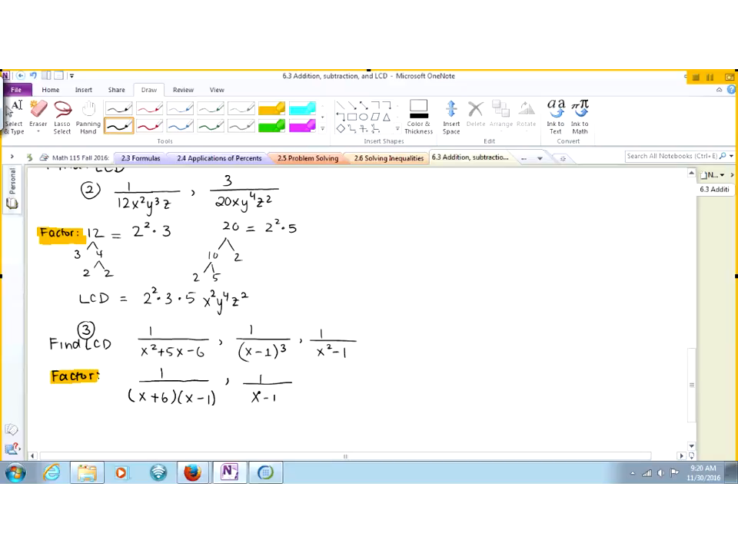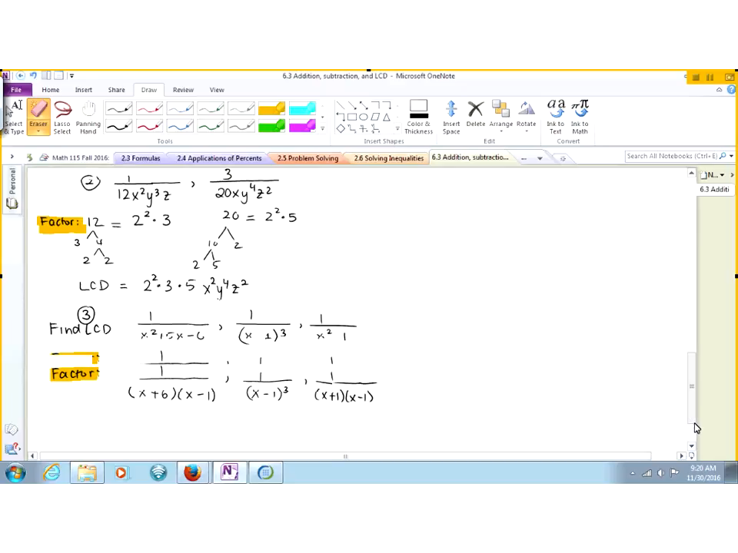Okay, good. Well, what about this? 1 over x minus 1 cubed. Well, it's already factored. What about 1 over x squared minus 1? X plus 1, x minus 1. Yes. Good. So, by the way, I'm leaving the space here open, okay? You should leave some space because I want to do something about it after I find the LCD. Yeah?